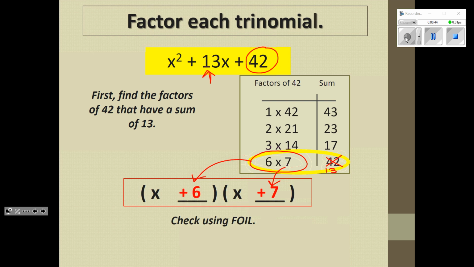If we do our FOIL, we have x times x is x squared. We have 6x plus 7x. That's where we add them together to get the 13x. And 6 times 7 is 42. So we go right back to the original equation.